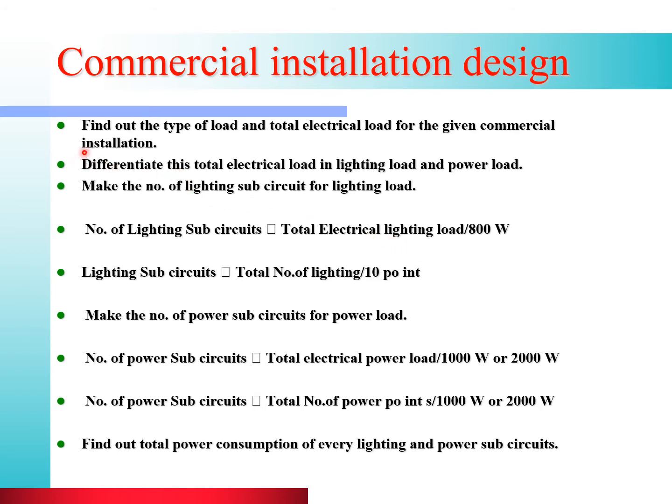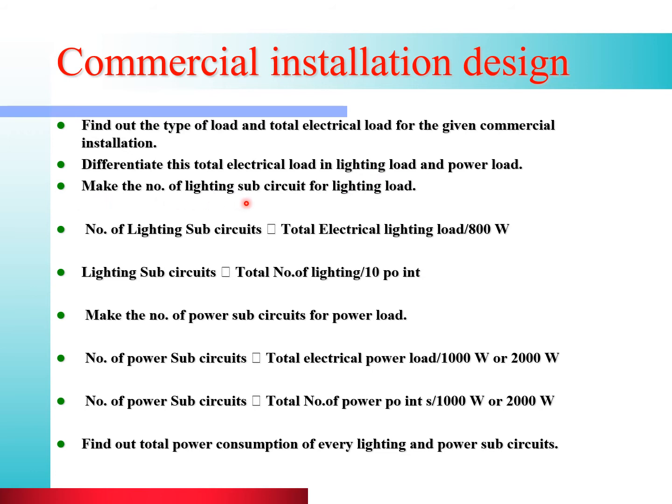So the first step is to find out the type of load and total electrical load for the given commercial installation. Second, differentiate this total electrical load into lighting load and power load. Lighting load means fan, tube light and the 5 ampere socket, and power load includes the power socket and other load of 15 ampere.